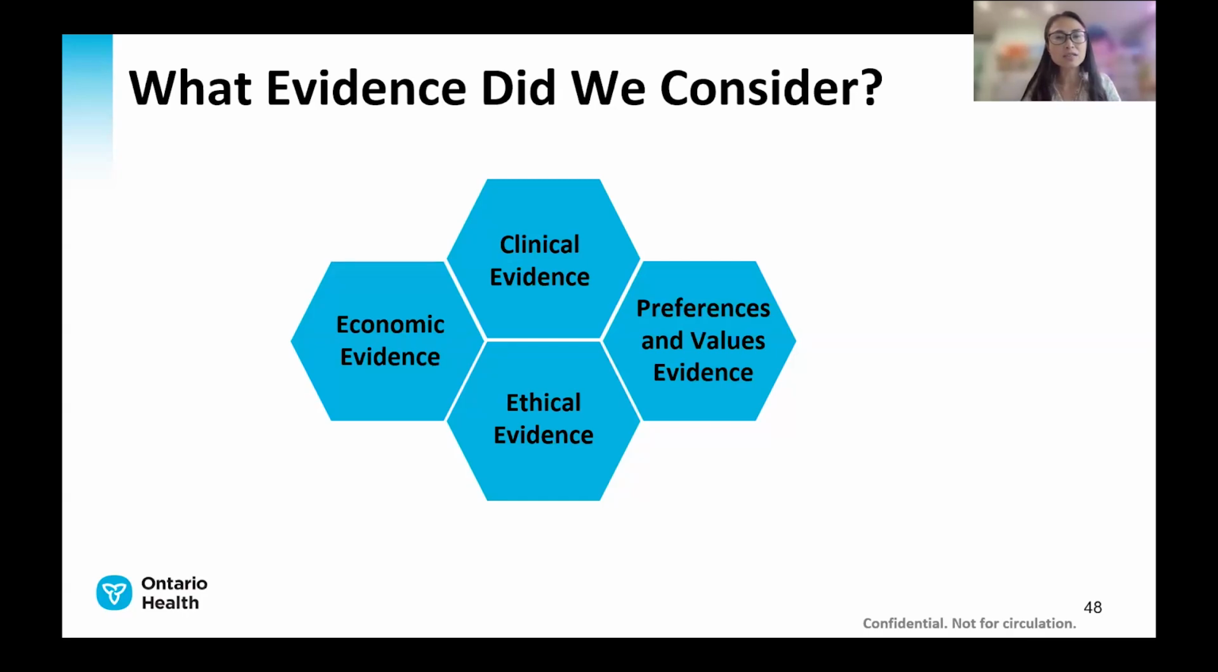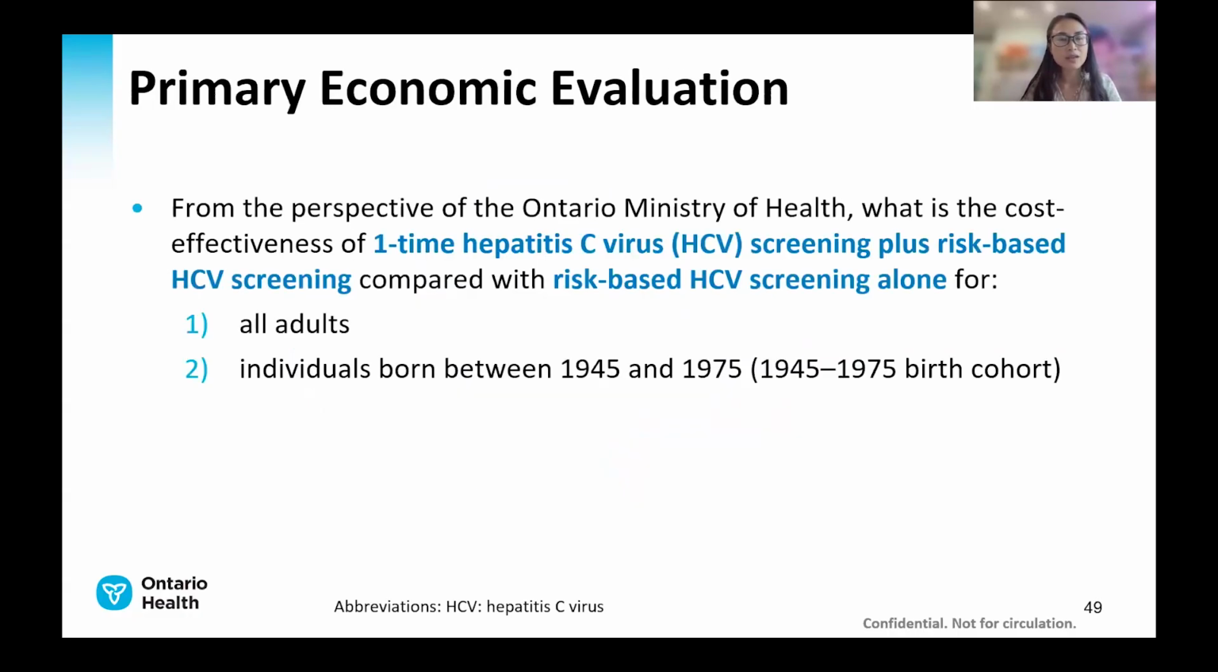So what evidence do we consider before publicly funding? There are 4 types of evidence that we consider, and in this presentation, I'm going to go into the economic evidence. As part of the economic evidence, we conducted primary economic evaluations. Here we try to answer the question: what is the cost effectiveness of one-time HCV screening plus risk-based screening compared to risk-based screening alone for 2 different populations? Number 1 is all adults, and the second is the birth cohort born between 1945 and 1975.